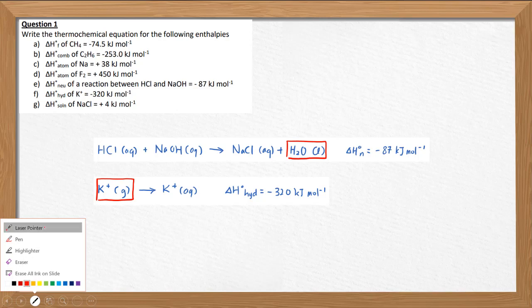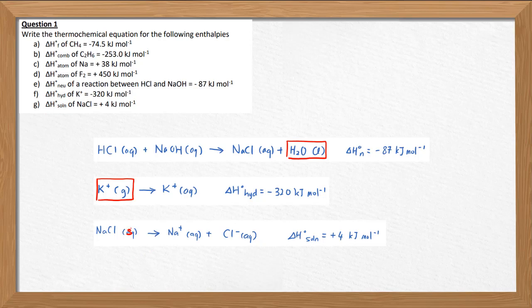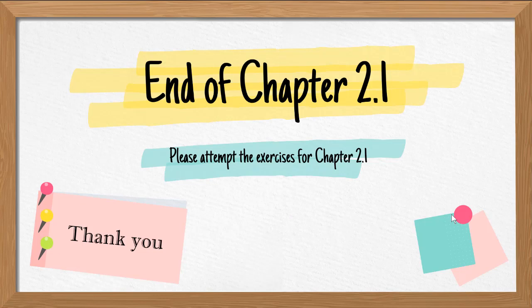And lastly, we have our enthalpy of solution of NaCl. When 1 mole of the substance dissolves to form an infinite dilute solution, it will produce aqueous ions, Na plus, Cl minus. And at the end, we have the enthalpy. Okay, heat change can be positive or negative. So that's the end of our chapter 2.1. Please attempt the exercises and try to understand and memorize all the definitions. We are going to use them for the following subtopics. Thank you.